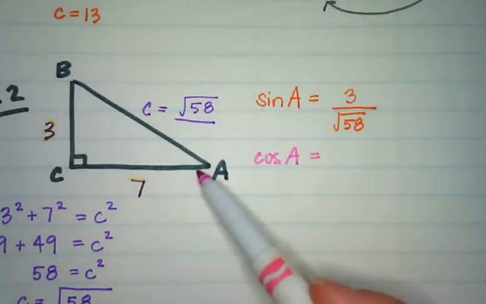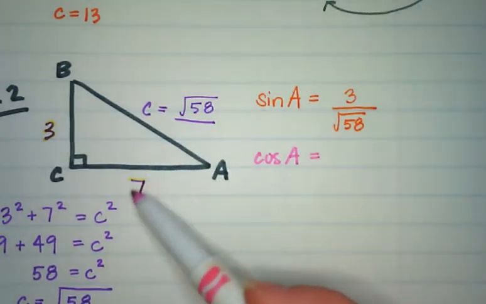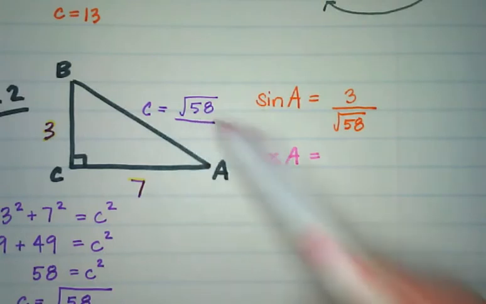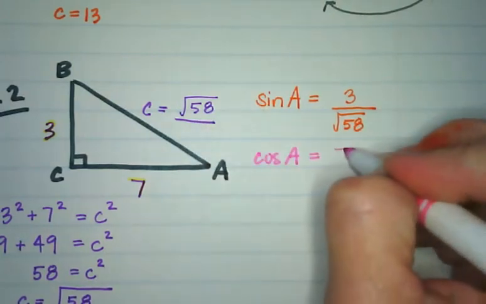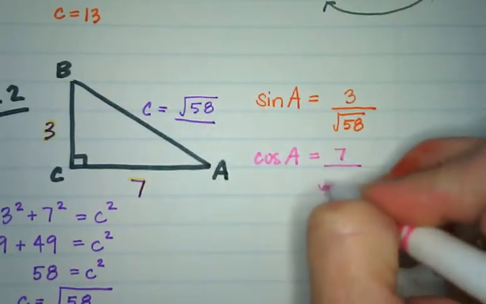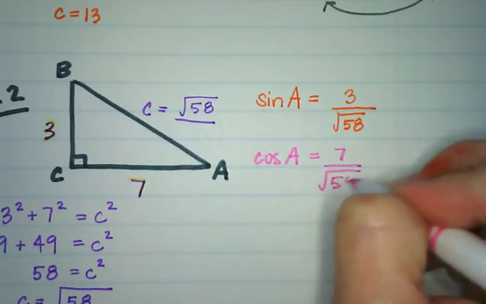All right, let's do the cosine from angle A. From angle A, the cosine is going to be the adjacent over the hypotenuse. So that would be 7 over the square root of 58.